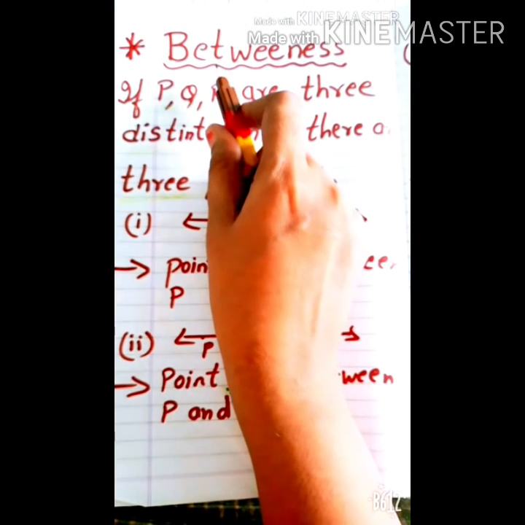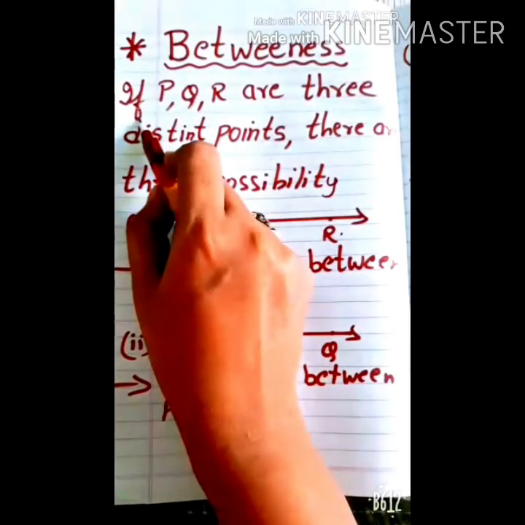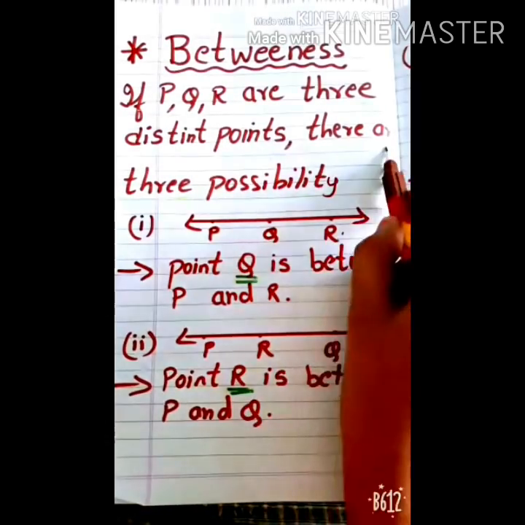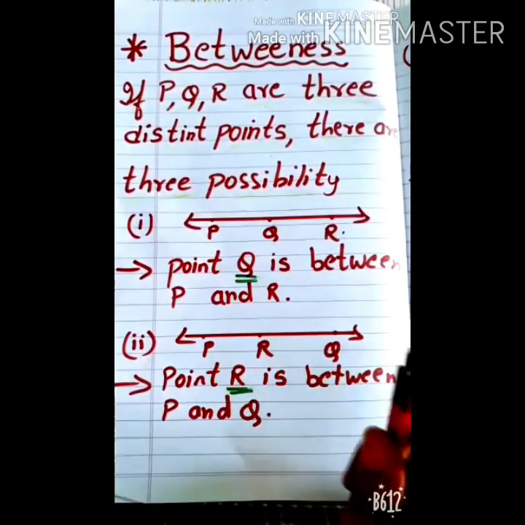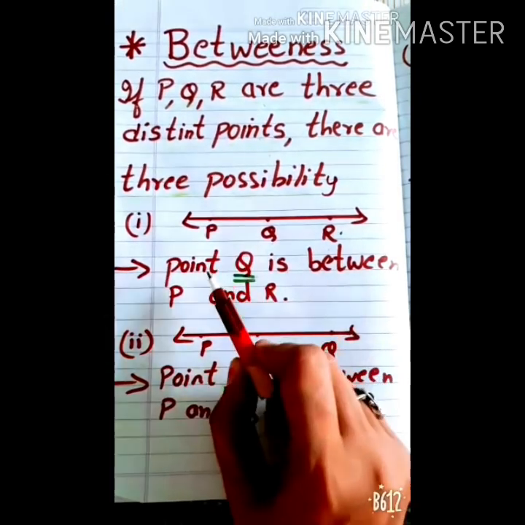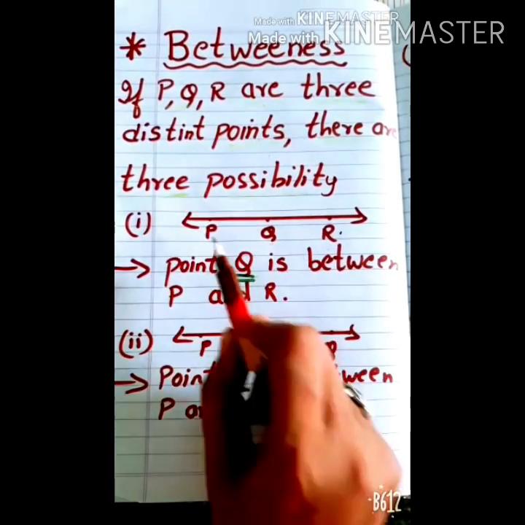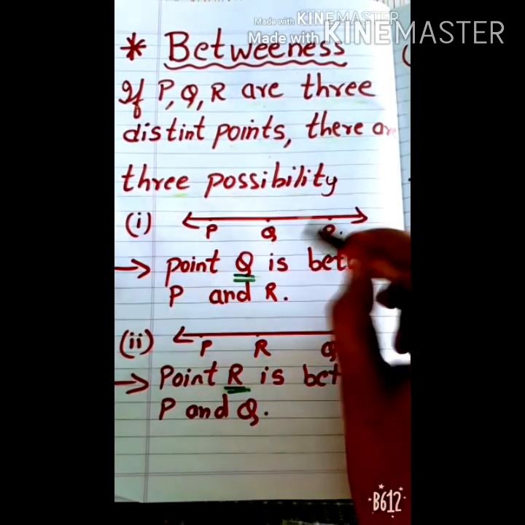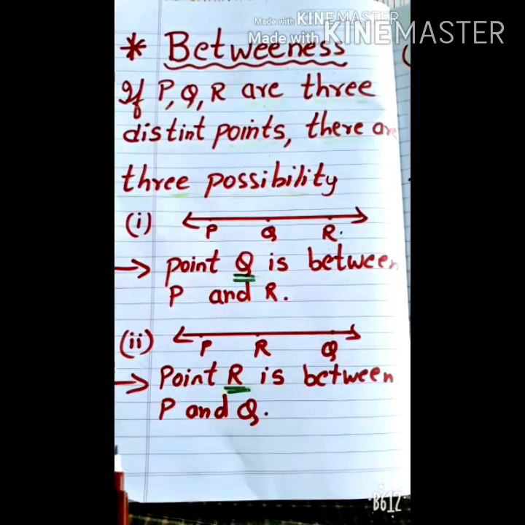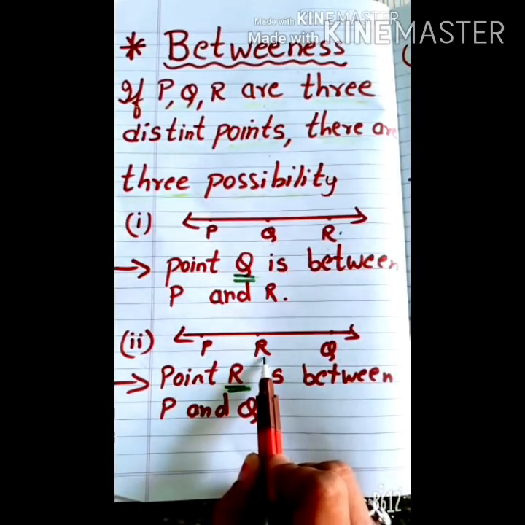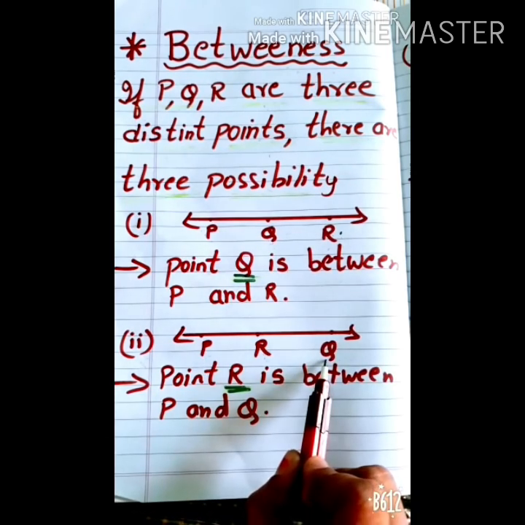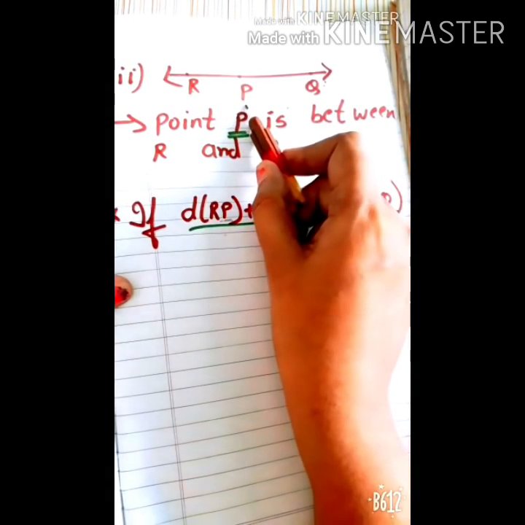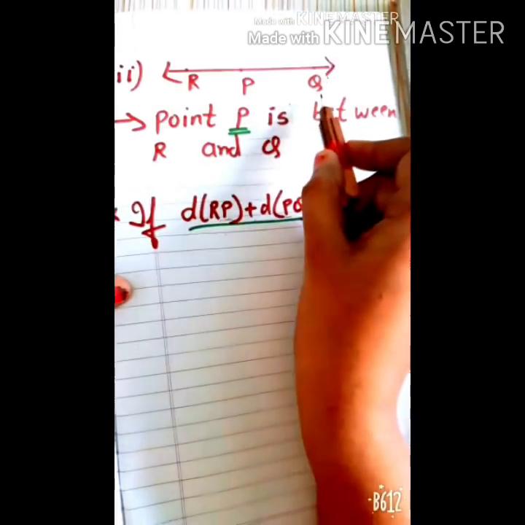Our next topic is betweenness. If P, Q, R are 3 distinct points, there are 3 possibilities, students. First possibility is point Q is between points P and R. We can see in the figure, it is clear. Second possibility is point R is between points P and Q. Here, third possibility, point P is between R and Q.